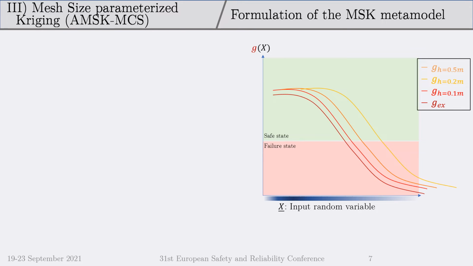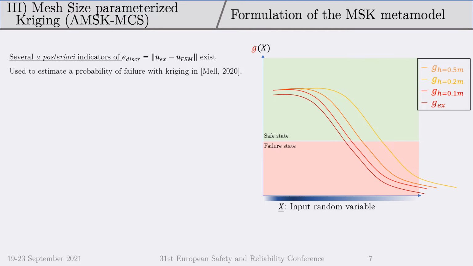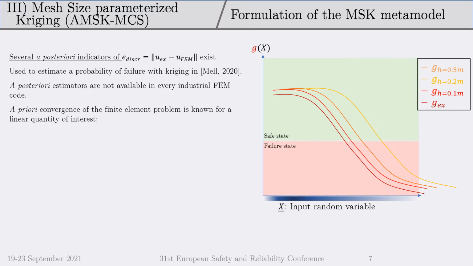So about the formulation of the metamodel, there are several a posteriori indicators of the error of discretization that are written as a norm over the displacement field of the exact solution minus the one of the FEM field. It was used to estimate the probability of failure and bounds on the probability of failure in a paper we've already published. The problem is that a posteriori estimators are not always available in industrial FEM codes. So we wanted to use a priori knowledge of the convergence of the finite element problem for a linear quantity of interest. It is written as follows, with H being the mesh size and C and gamma being two constant parameters. A Taylor expansion near 0 would be written as follows.